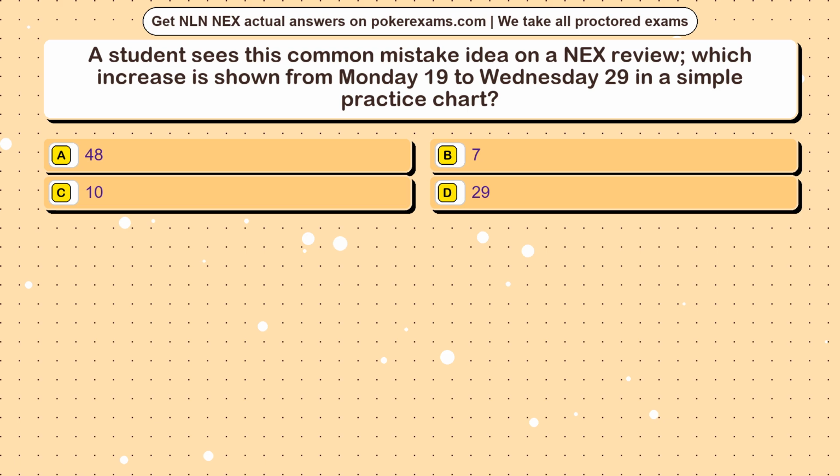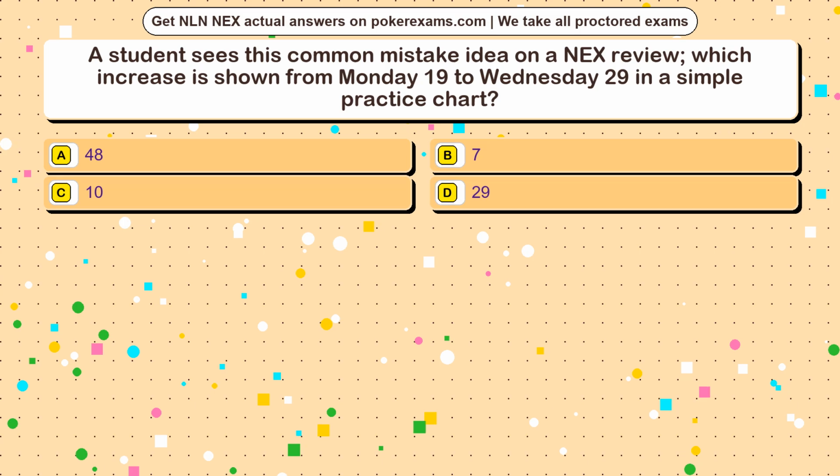A student sees this common mistake idea on a NEX review. Which increase is shown from Monday 19 to Wednesday 29 in a simple practice chart? Option A, 48. Option B, 7. Option C, 10. Option D, 29.